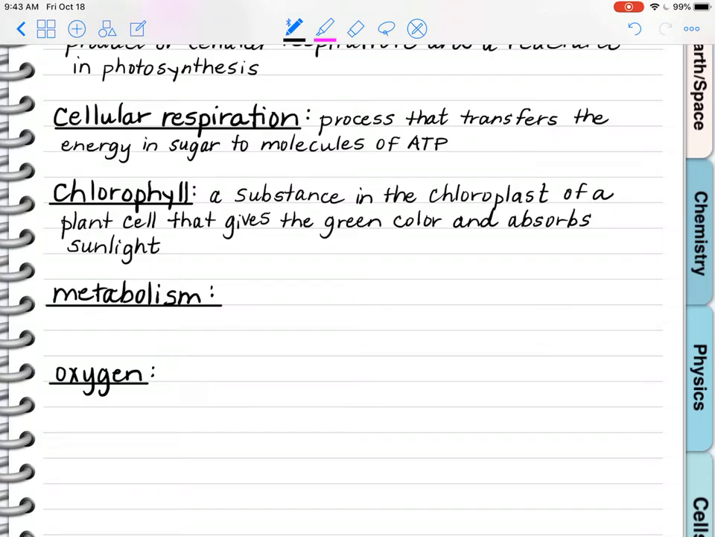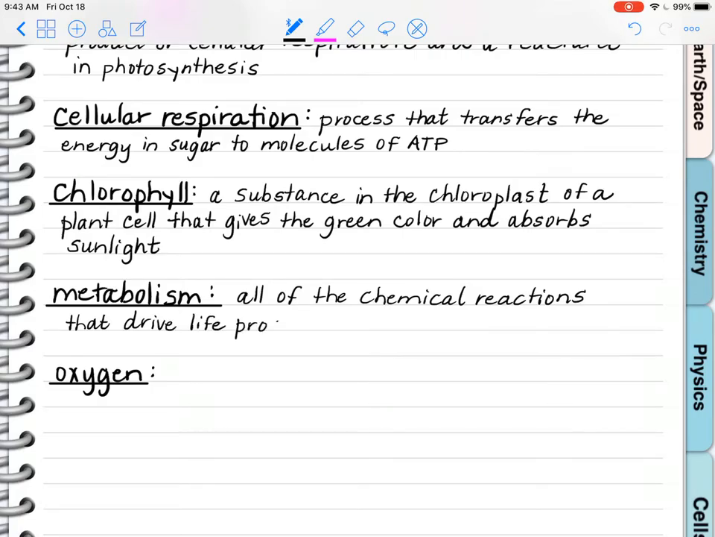Metabolism is all of the chemical reactions that drive life processes. So all of the chemical reactions occurring in our bodies or in plant bodies that keep them alive, that is referred to as metabolism.